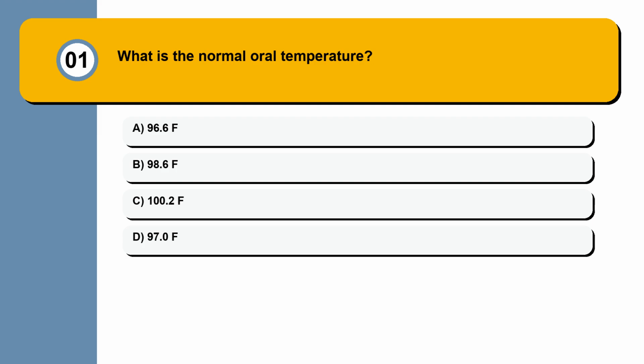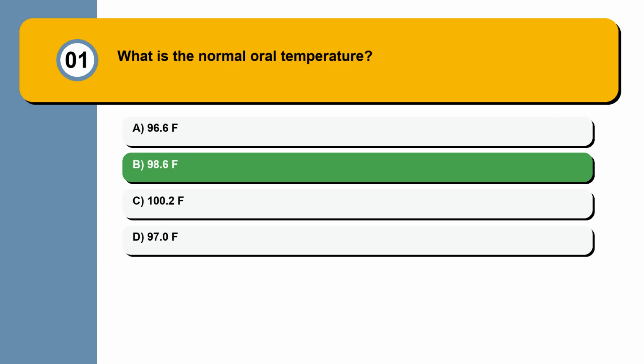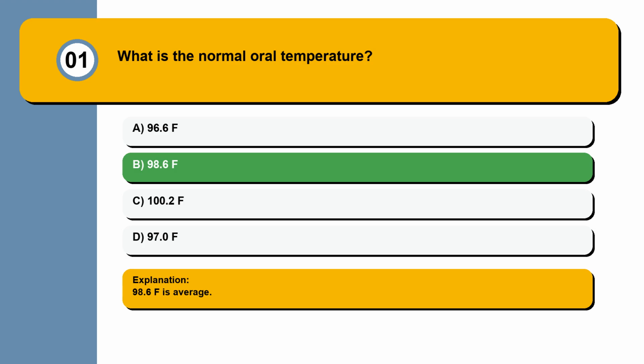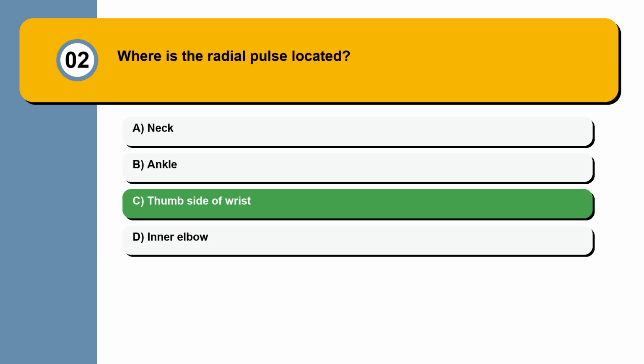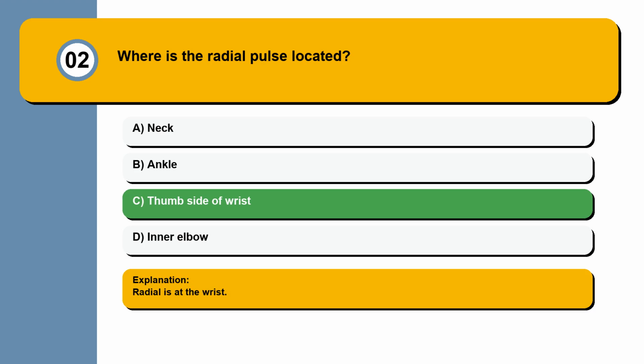Question 1. What is the normal oral temperature? 96.6 F, 98.6 F, 100.2 F, 97.0 F. 98.6 F is average. Question 2. Where is the radial pulse located? Neck, ankle, thumb side of wrist, inner elbow. Radial is at the wrist.